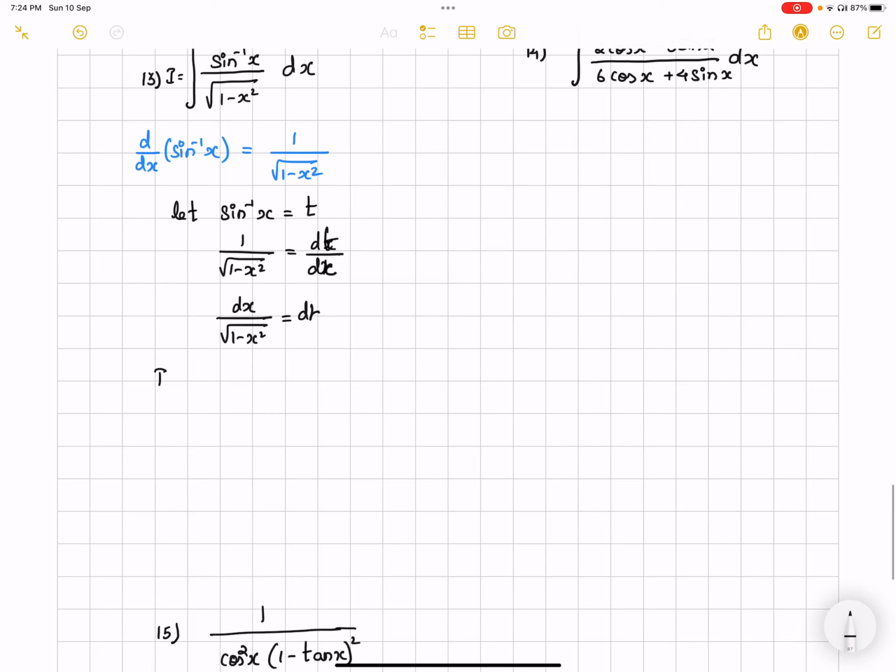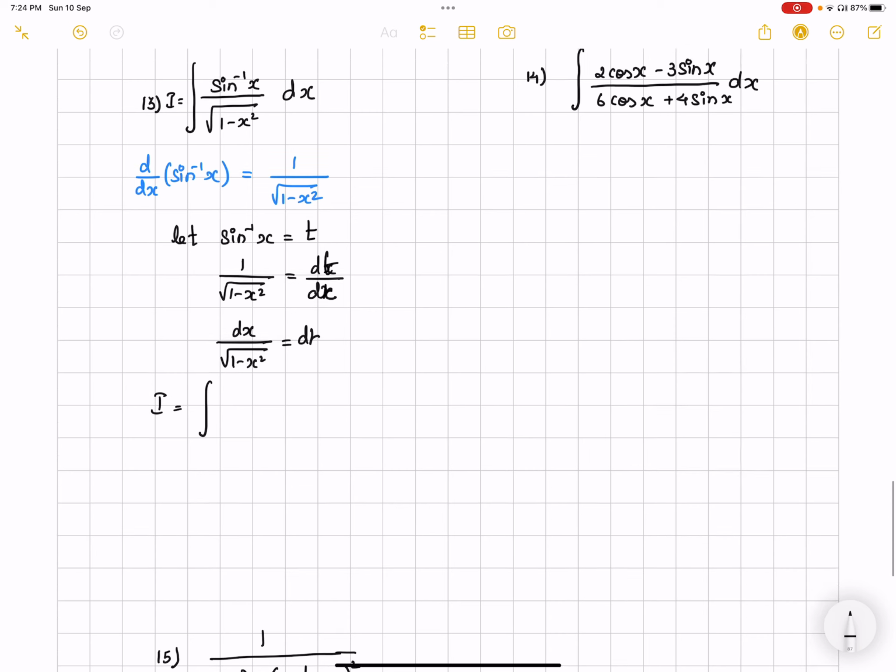Okay, so now let me go ahead and check my problem, the first one. So it becomes dt and then t. That's it. So now when you integrate t, it becomes t square by 2 plus c. What is your t actually? It is sine inverse of x the whole square divided by 2 plus c. That's it. It got over. Quite simple. You just need to know the differentiation of sine inverse x.